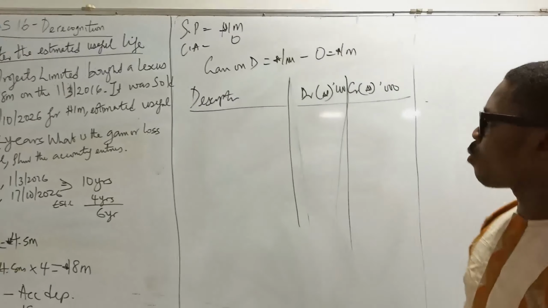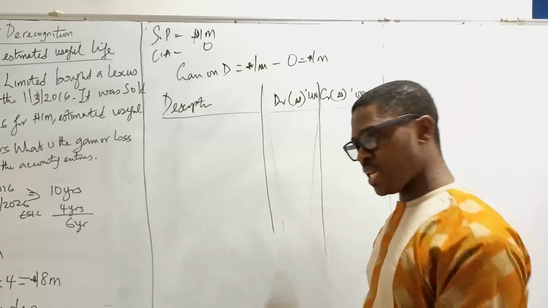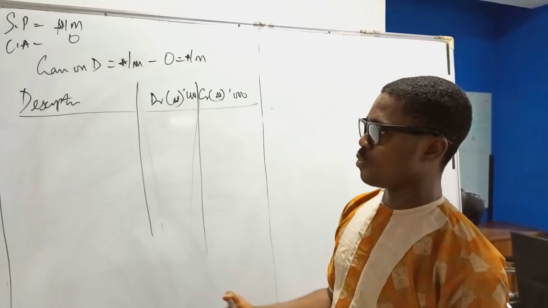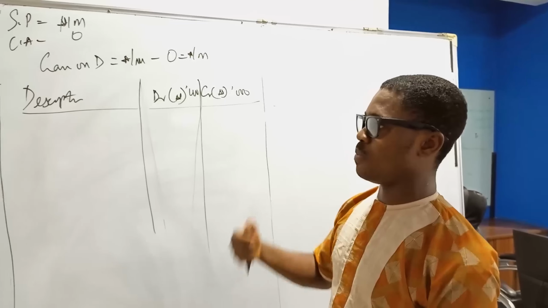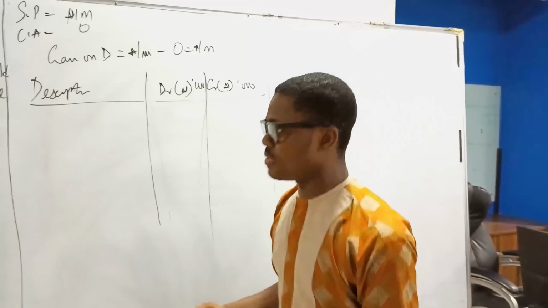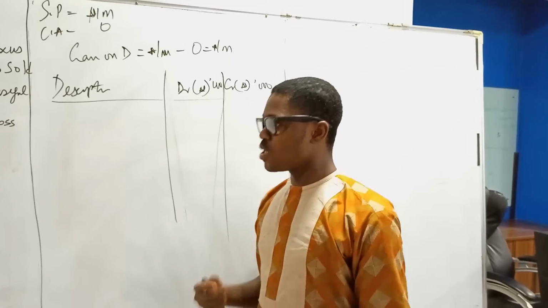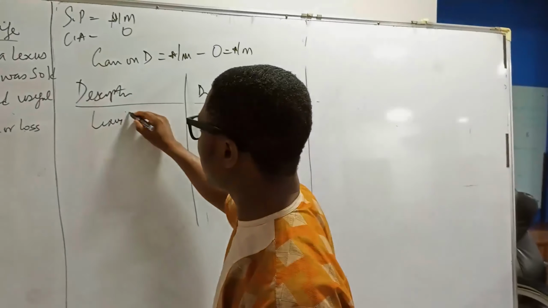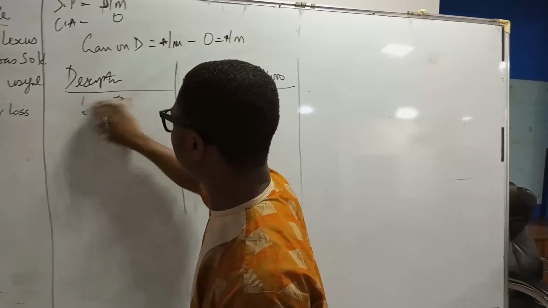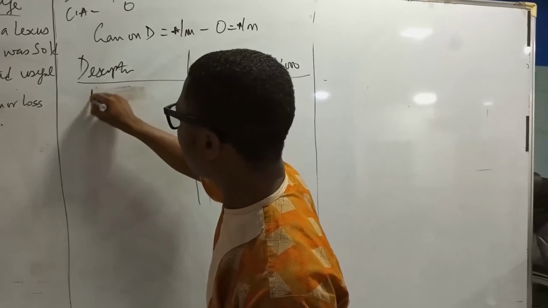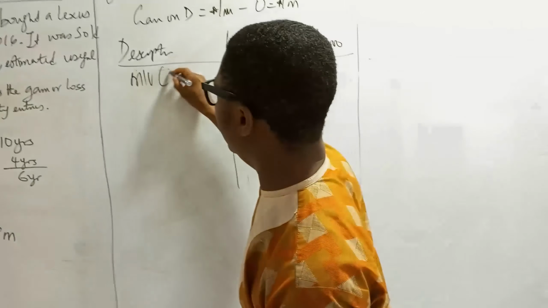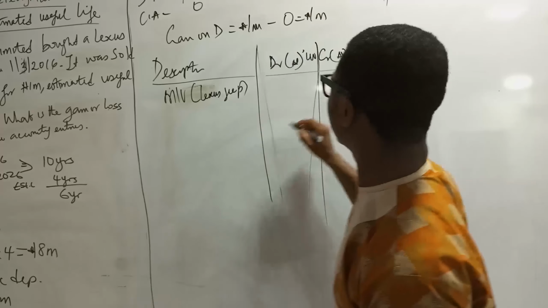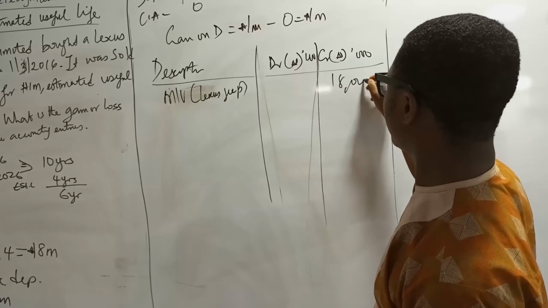The Lexus Jeep was bought for 18 million naira. Again, we said that when this Lexus Jeep was bought, the motor vehicle account was debited. But now that we are derecognizing it, we need to credit it. Motor vehicle, Lexus Jeep, 18 million.